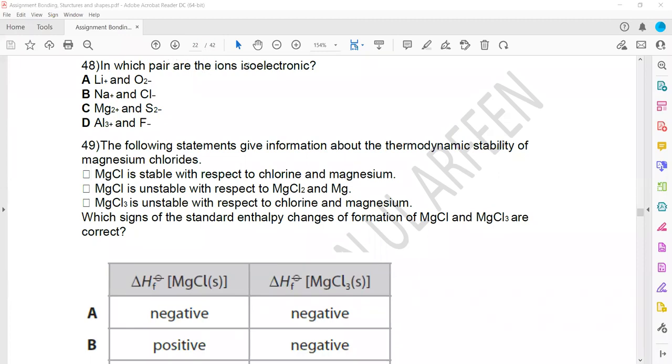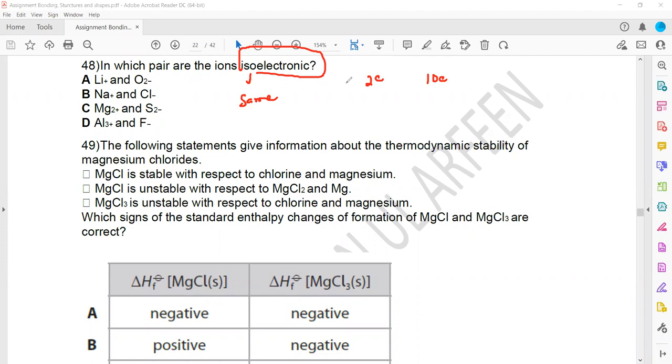In which pair are the ions isoelectronic? The term iso means same, so they have the same electronic structure or the same number of electrons. Lithium has 3 electrons, but Li+ will have 2 electrons. Oxygen has 8 electrons, and oxygen -2 will have 10 electrons. So they are not isoelectronic.